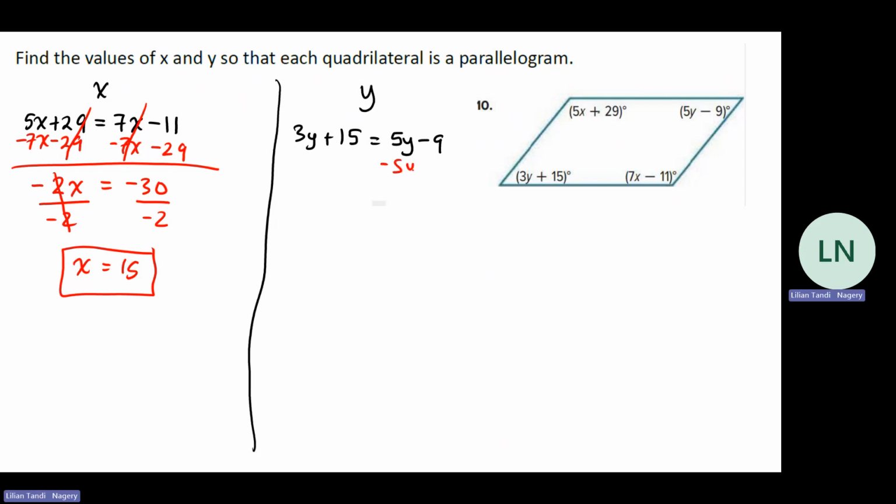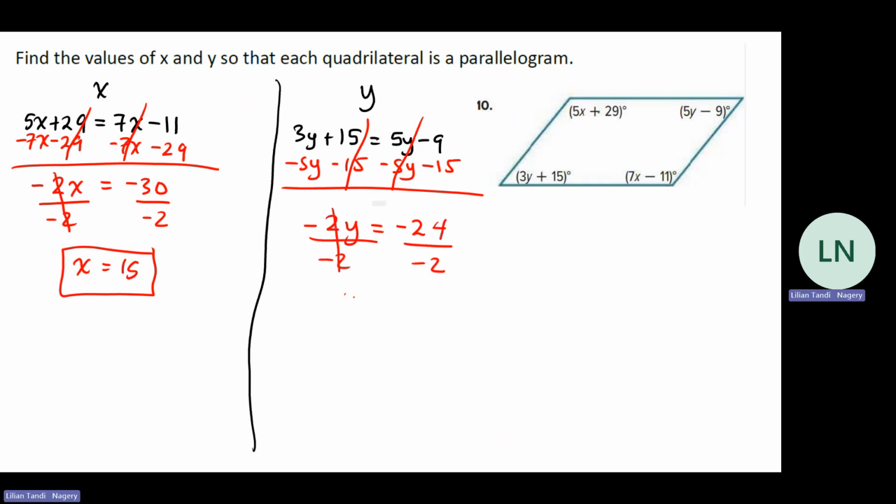Okay, minus 5y, minus 5y, minus 15, minus 15. This goes away, this goes away. Negative 2y is equal to negative 24. 15, 9, 10, 11, 12, 13, 14. Yes, 24. Then we divide by negative 2 on both sides. This goes away. y is equal to 12. Okay? All right. So let's move on.